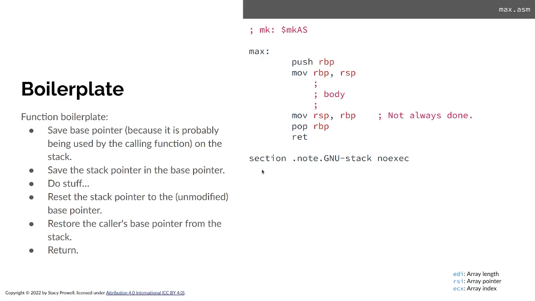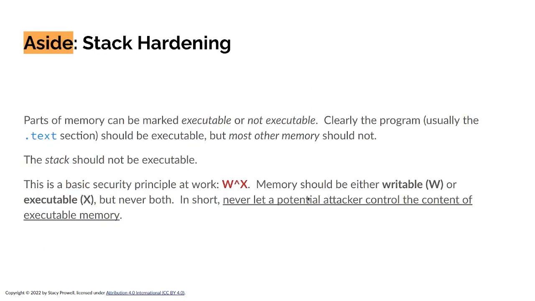Here is this section note at the bottom, which is needed to avoid a warning. What's that warning about? It's about stack hardening. So are you all familiar with the basic security principle W caret X? What is that? The caret's the exclusive OR. Things should be writable or executable, but not both. Remember, exclusive OR works when one thing is true or the other thing is true, but not when both are true, right? So we can be either writable or executable, but never both writable and executable.